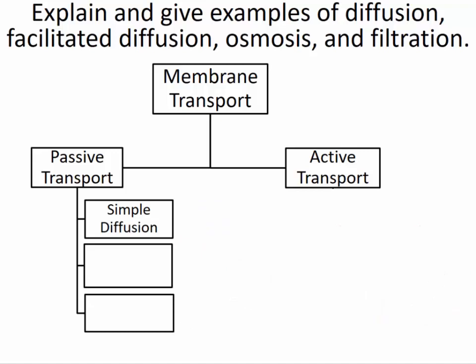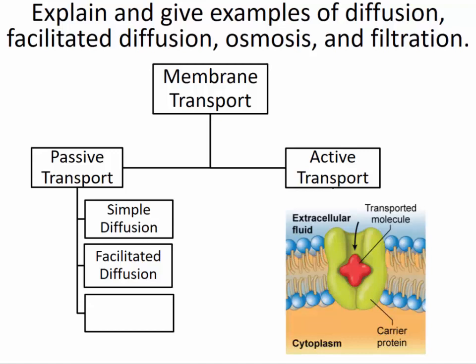This is very similar to simple diffusion, but if we look at that word facilitated, it means to help or to be helped. In this case, we're looking at a picture of the plasma membrane. We have extracellular fluid above, cytoplasm below, and a molecule being transported by a carrier protein. As we mentioned when we were talking about the selectively permeable membrane, some chemicals can't move through the plasma membrane on their own because maybe they have a charge or they're too big. And so we can have carrier proteins that allow that molecule to go into it.